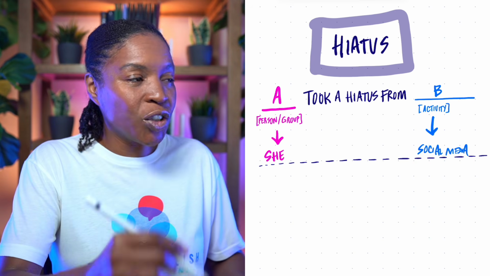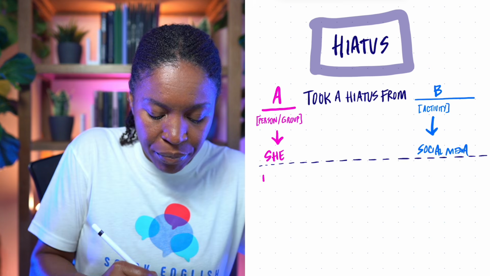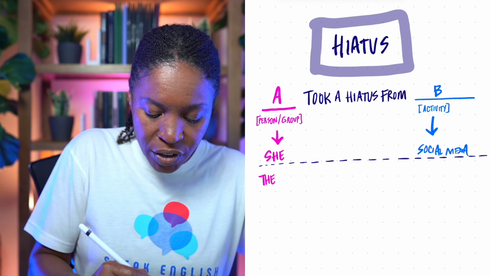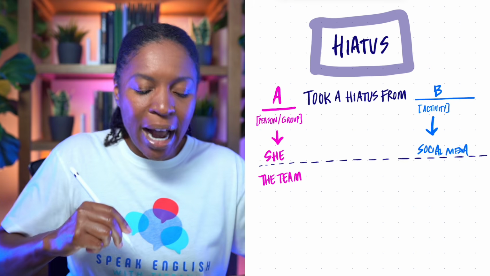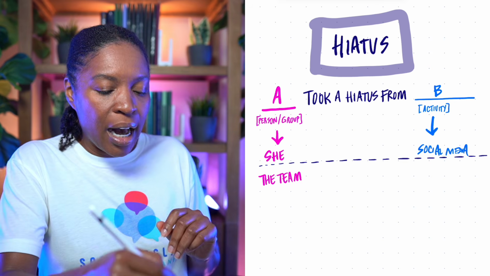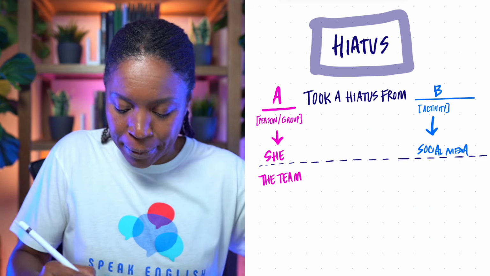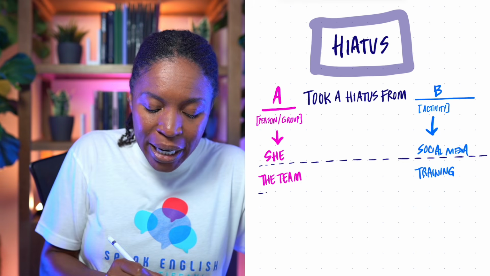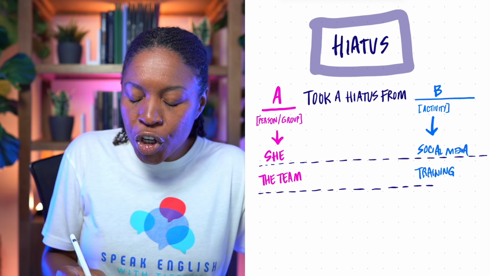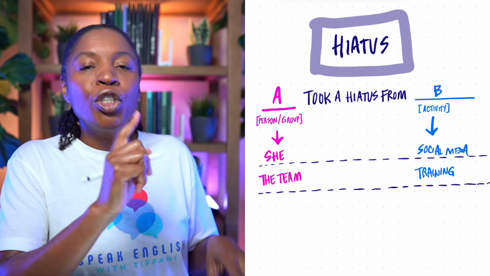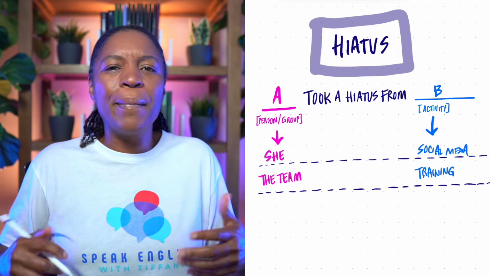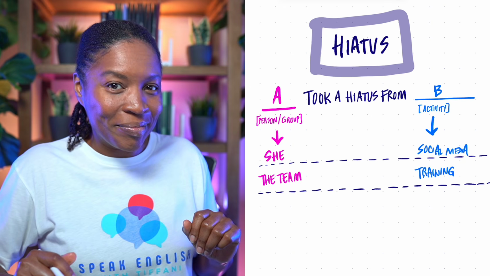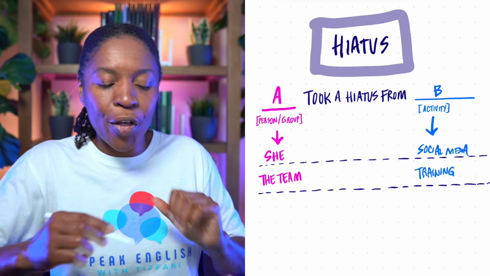Here we go. Here's our next one. Let's say the team. All right, for the people, we have the team. Then for the activity, I want us to say training. So for the sentence, we have the team took a hiatus from training. Normally they train every single day, but they're tired, they need a break. The team took a hiatus from training. You got it? Excellent.